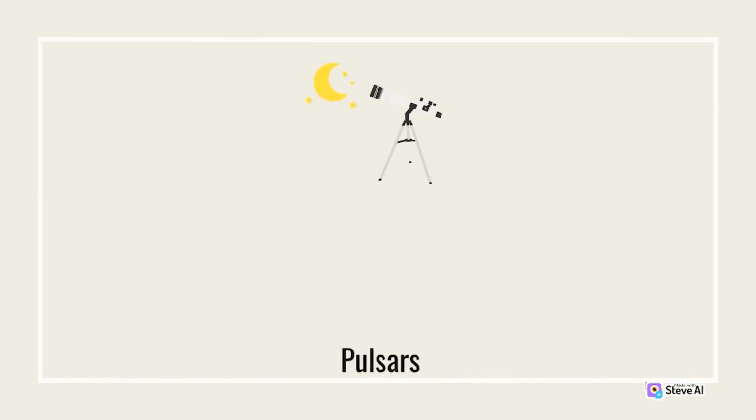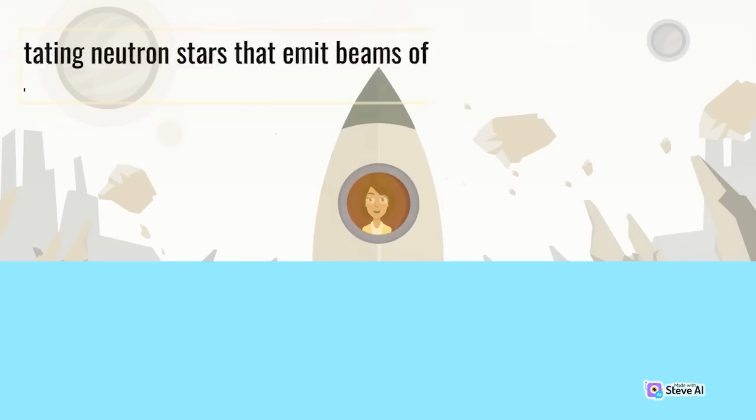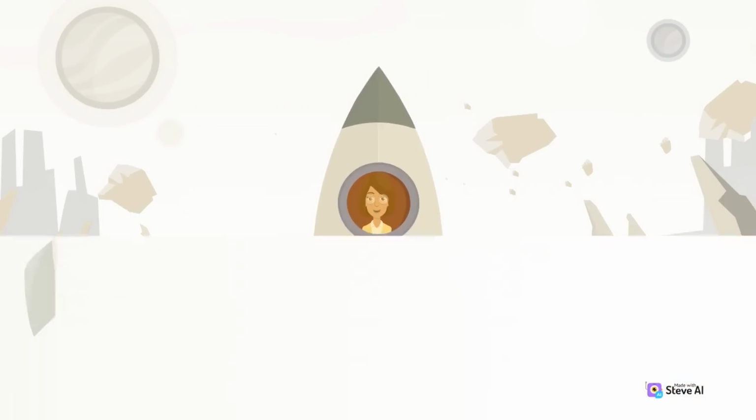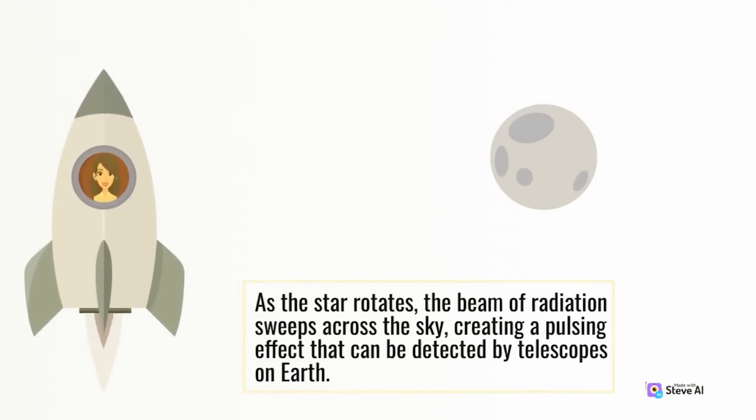Pulsars. Pulsars are rapidly rotating neutron stars that emit beams of radiation from their magnetic poles. As the star rotates, the beam of radiation sweeps across the sky, creating a pulsing effect that can be detected by telescopes on Earth.